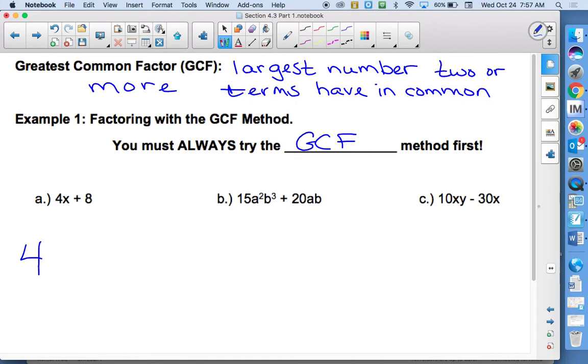4 goes into 4 one time, 4 goes into 8 two times. The first one has an x, the second one doesn't, so they don't have it in common. How would you make this into a factoring problem then? What do you do with that 4? Bram, do you remember? So we need to make it look like multiplication. That's our end result.